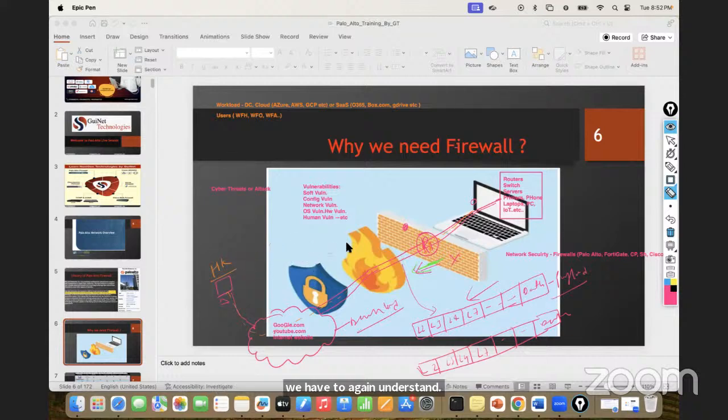So let me clear this dashboard. I think something. Okay, so let me clear this packet flow. All right.